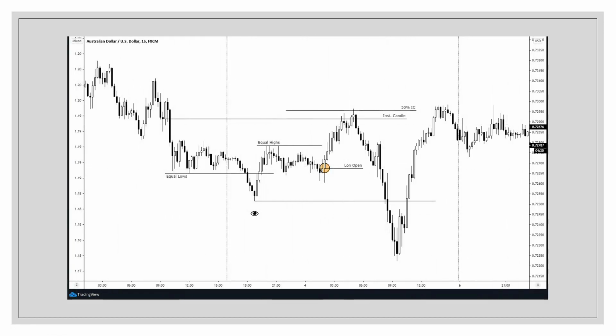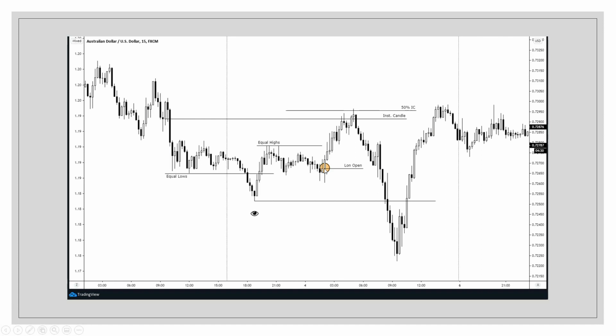And I got another example. Here is Australian dollar 15-minute time frame again, where you have equal lows, and I'm guessing that's probably the previous day's low as well. Price takes those equal lows, sets a low, and then rallies higher for equal highs, and then comes back down into the middle of the range.